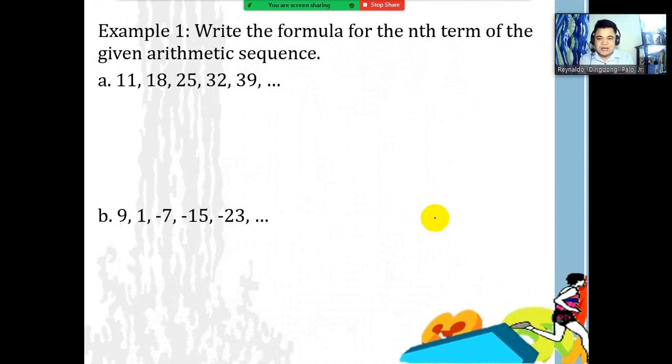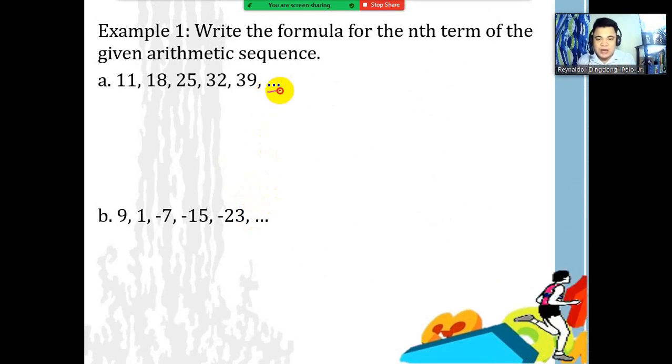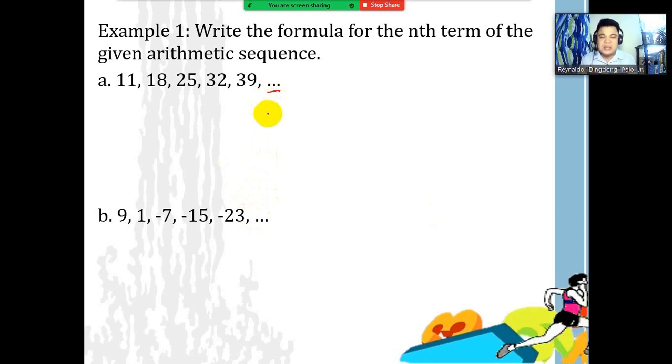Now, let's have example 1. Write the formula for the nth term of the given arithmetic sequence. Letter A, we have 11, 25, 32, 39, and so on and so forth. This one is an example of an infinite arithmetic sequence since, as you can see, at the end we have the ellipsis symbol. It indicates that we have an infinite number of terms in this specific sequence.